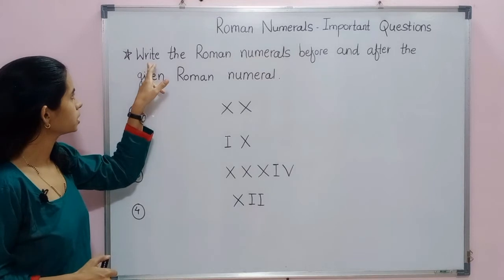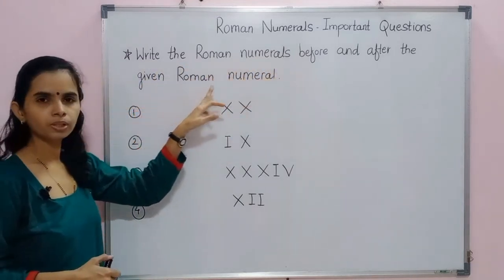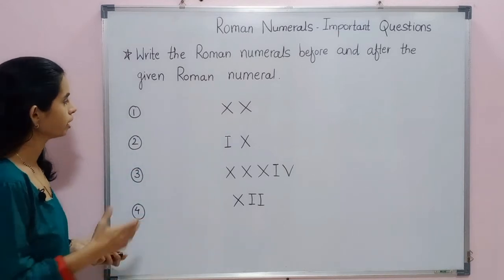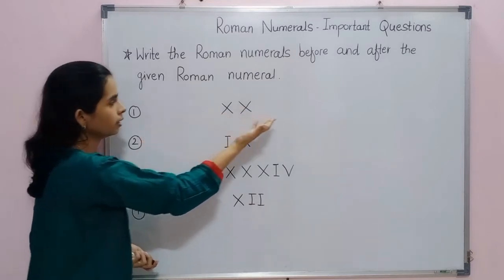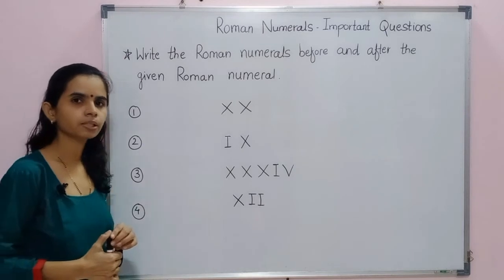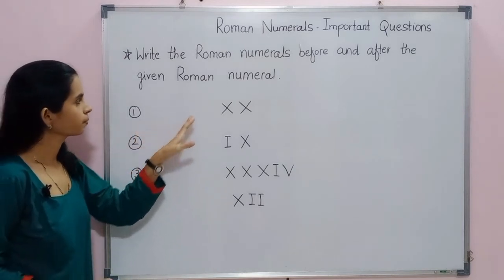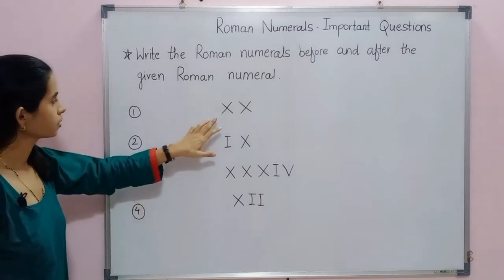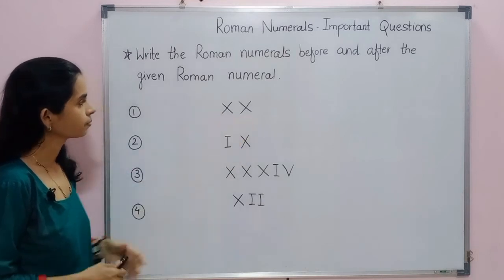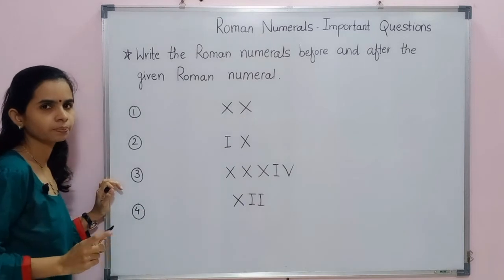Here the question is, write the Roman numerals before and after the given Roman numeral. Roman numerals are given here and we have to find out their predecessor and successor. The concept of predecessor and successor is well explained in my previous video. You can watch those videos. So let's start. In the first example, the symbol is XX. Here it represents the value 20.